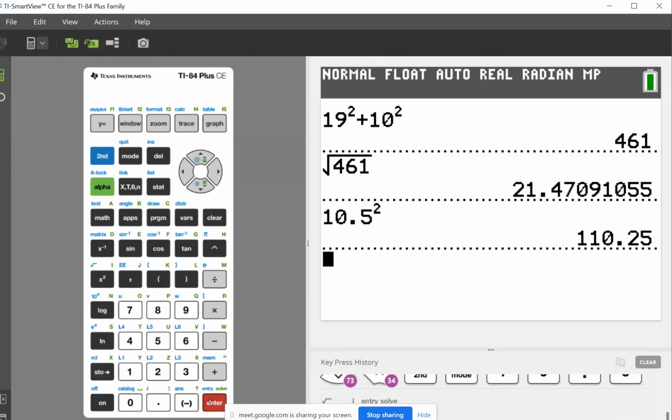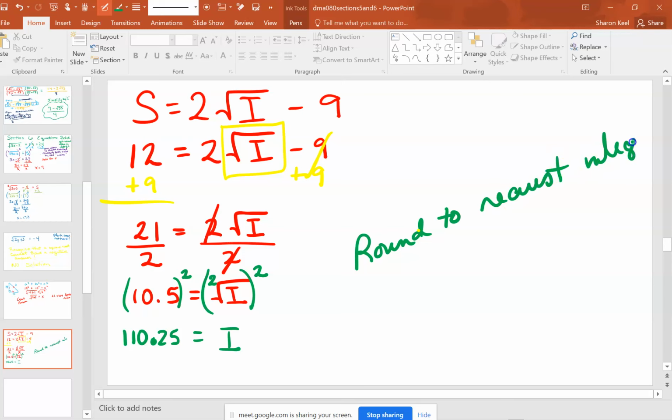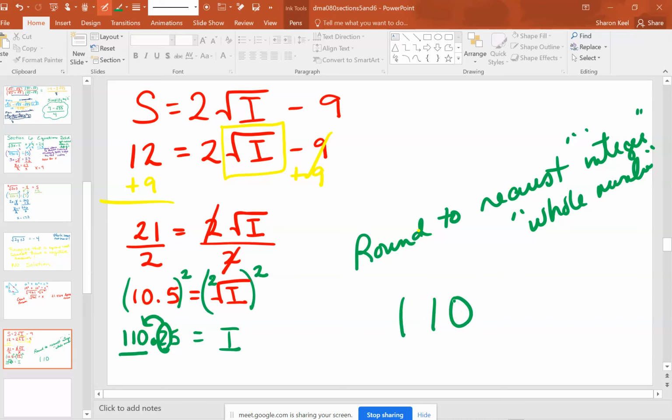110.25. But they say round to the nearest integer. You have to remember, integer means whole number. So if you're rounding to the nearest whole number and you look at the 2, that's going to round to be 110. And that would be your solution. So for any other problems you have in section 6, you're solving for a variable. They may give you some values to plug in, but you're just going to have some radicals in the midst of those particular equations.